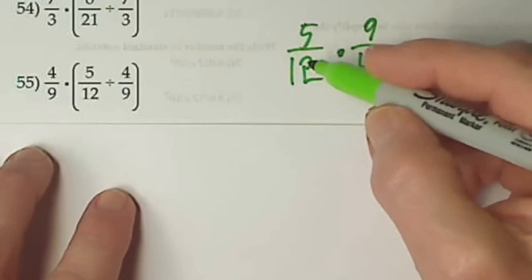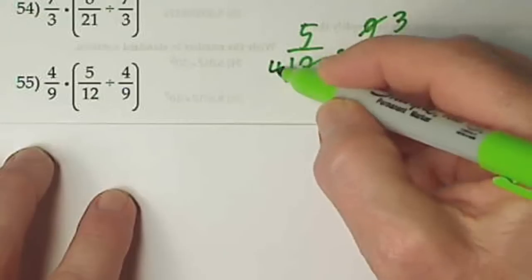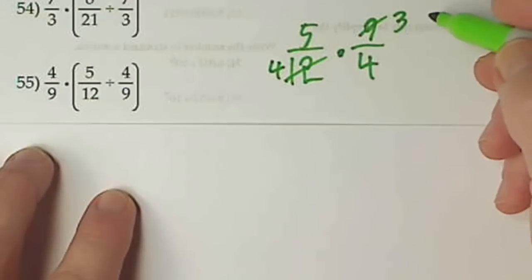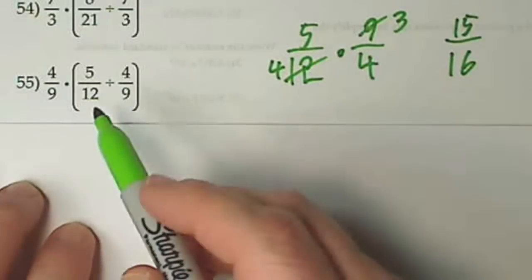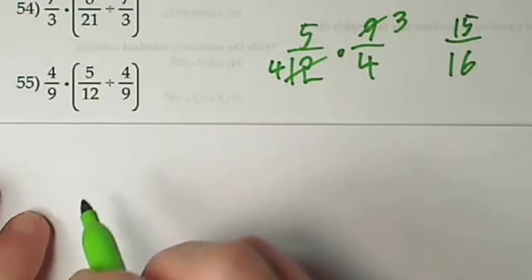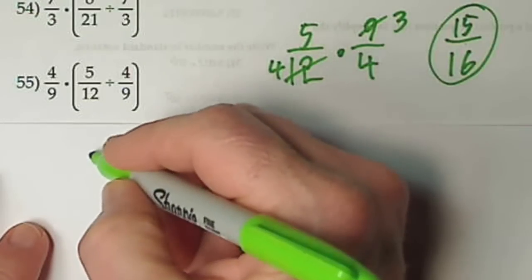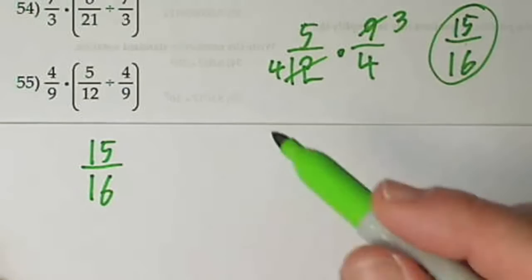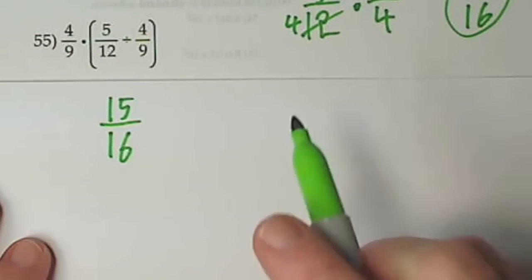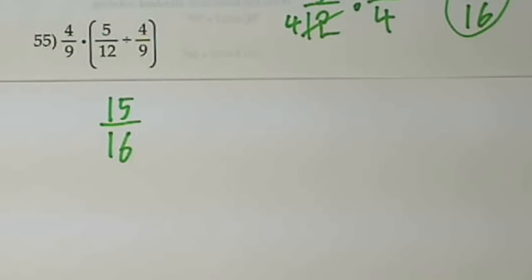And let's reduce here a little. 3 goes into 9 3 times. 3 goes into 12 4 times. So 5 times 3 is 15. 4 times 4 is 16. All right. So the result of doing the calculation that's inside parentheses is 15/16. So I simply write 15/16 directly underneath there. And notice I didn't do my calculation underneath here, or else I'd have a mess and it'd be hard to keep up with the rest of the problem.